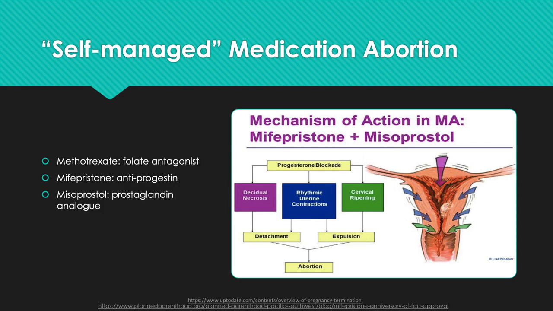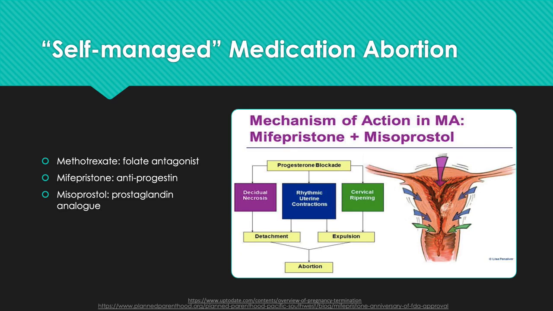Mifepristone is an anti-progestin, meaning that it blocks progesterone action in the uterus, causing atrophy of the decidua. The lack of nutrition from the decidua, or inner lining of the uterus, causes the blastocyst to die and to detach from the uterus.